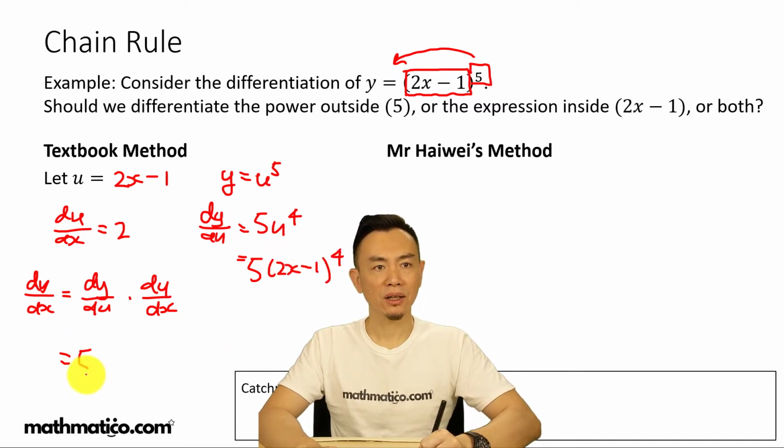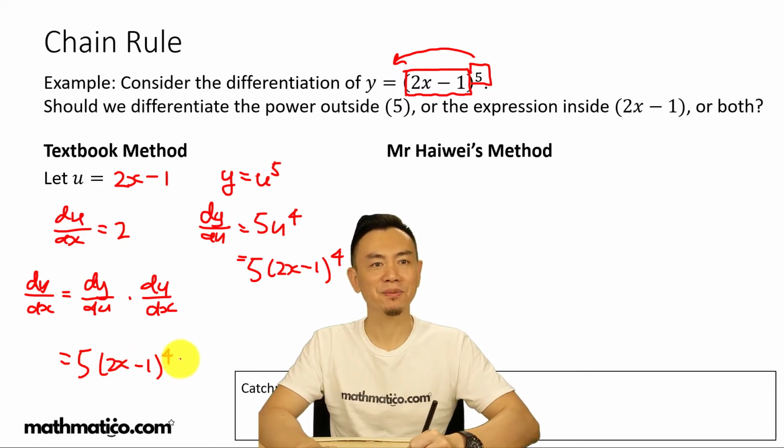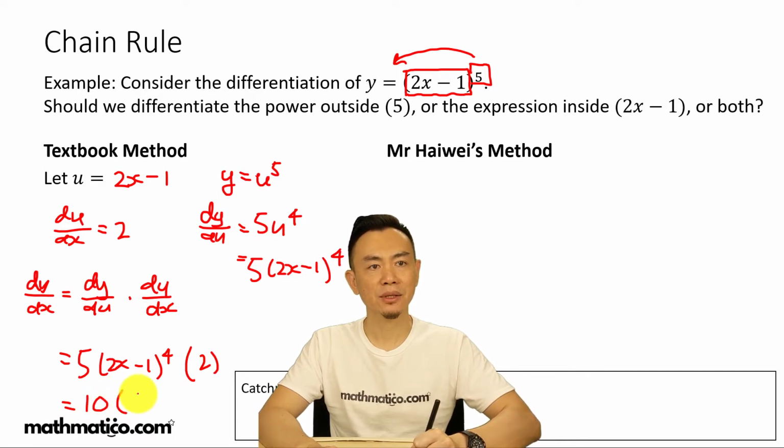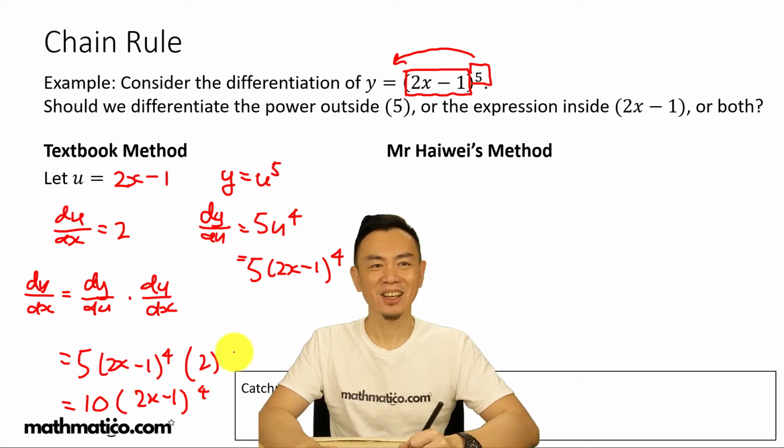So we put it all in. 5 times (2x minus 1) to the power of 4 times du by dx, which is 2. Well, so we put them together. We say that this is 5 times 2 is 10 times (2x minus 1) to the power of 4. Right, so that's the answer here.